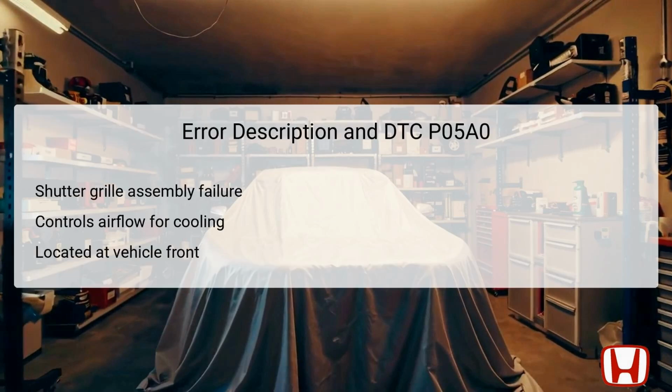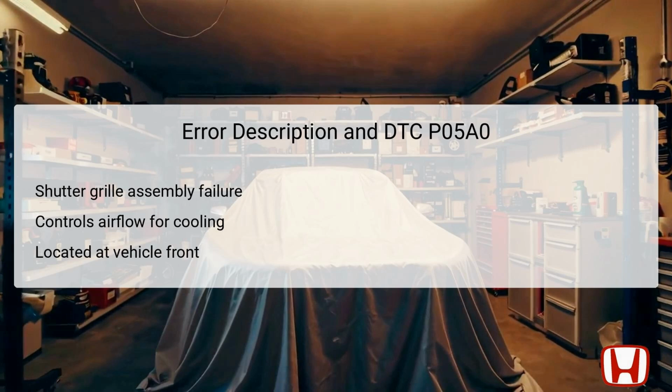The DTC P05A0 signifies a shutter grille assembly malfunction, which plays a critical role in controlling the airflow directed towards the engine and its cooling components. Specifically, it assists in optimizing the vehicle's aerodynamics and enhancing fuel efficiency. The shutter grille is situated at the front of the vehicle, and its malfunction typically results in insufficient airflow when needed, impacting engine performance adversely.